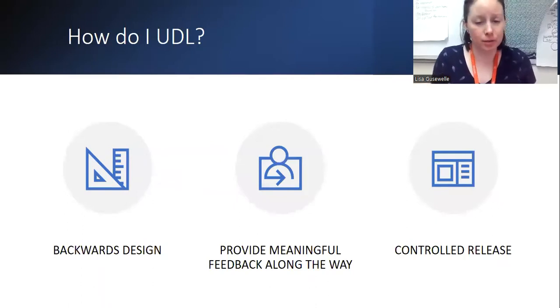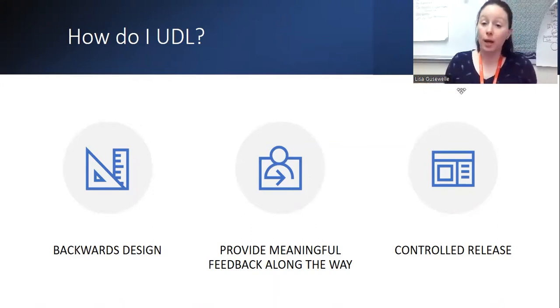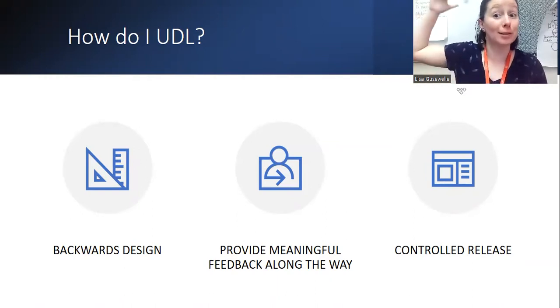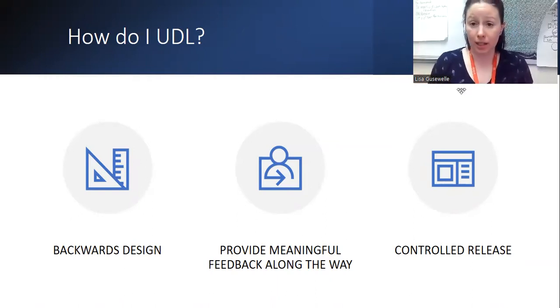So how do I oodle? So 3 big ways that we oodle are through backwards design, which means that you start your course with the end in mind. So what are you building your students to, and how do you make sure that you're building your staircase to that big goal at the end of the semester?